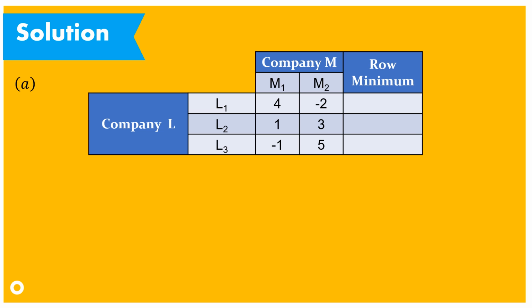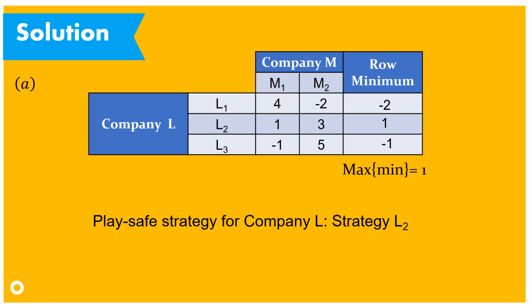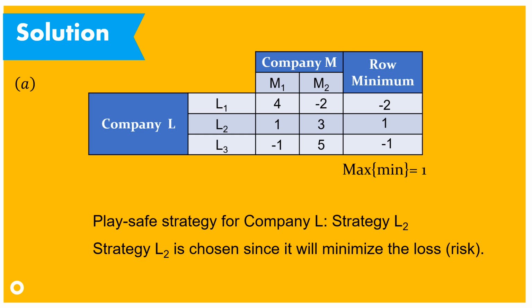The solution for part A: to determine the play safe strategy for company L and give a reason why this strategy is the best choice. First we need to find the minimum values for each row. Row 1, the minimum value is -2, row 2 is 1, row 3 is -1. Hence the maximum value is 1. This indicates that the play safe strategy for company L is strategy L2, since it will minimize the loss.